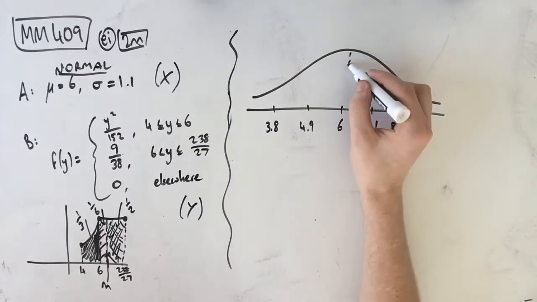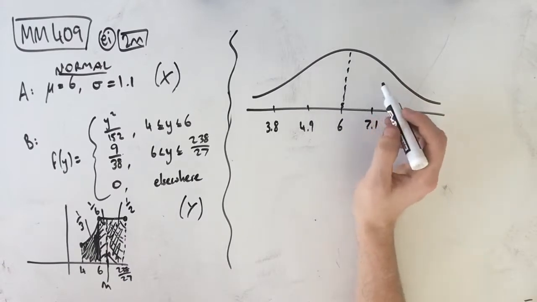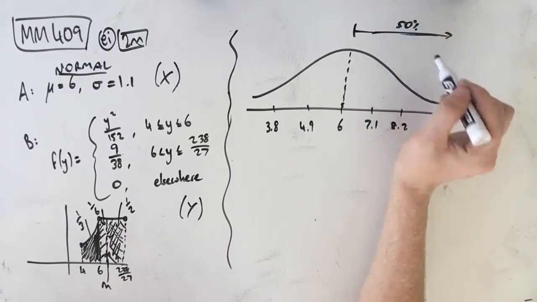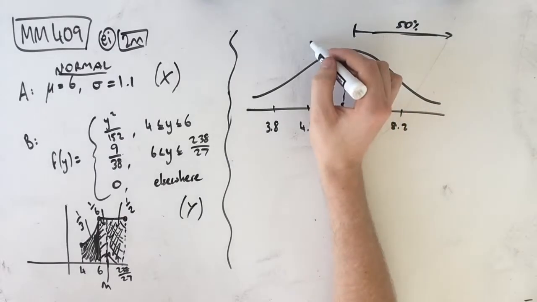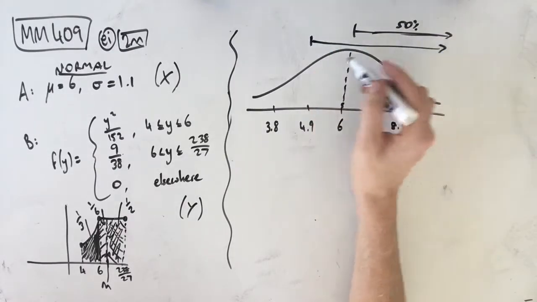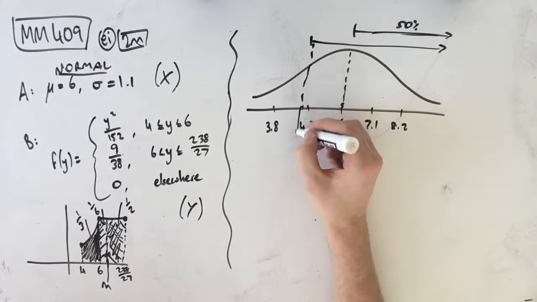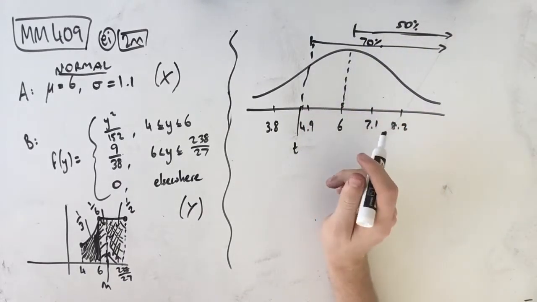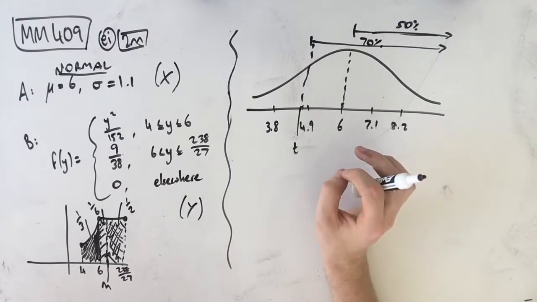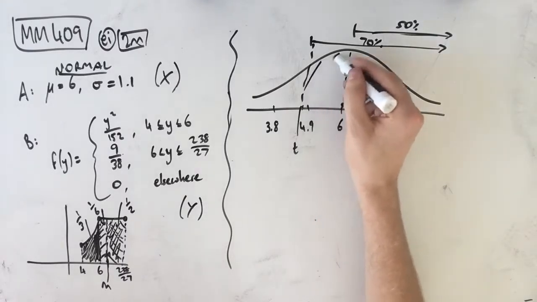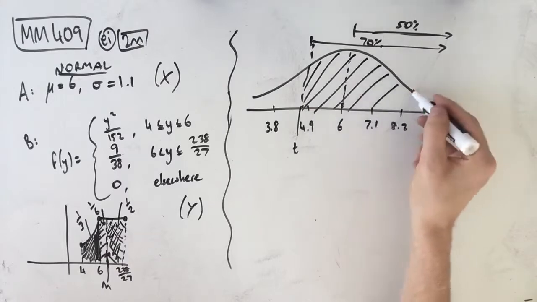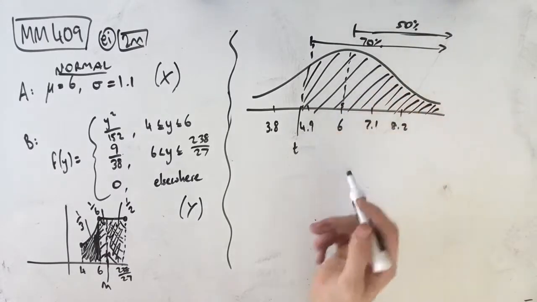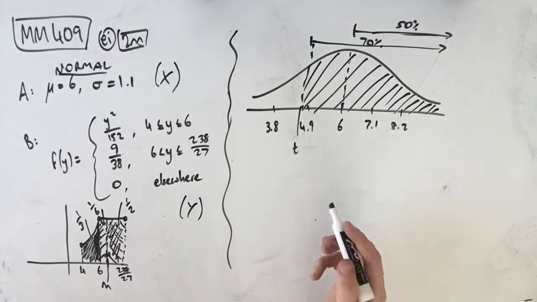At 6, at our mean, we have 50% of the furniture taking longer than this. So if we're wanting 70%, it's going to be somewhere down here. So this is our t value, right? 70% takes longer than t. Now, if we know what our area is, as in we know that this is 70% or 0.7, but we don't know our x value or our t value, that's when we use our inverse normal.